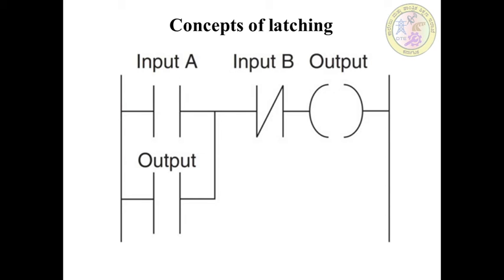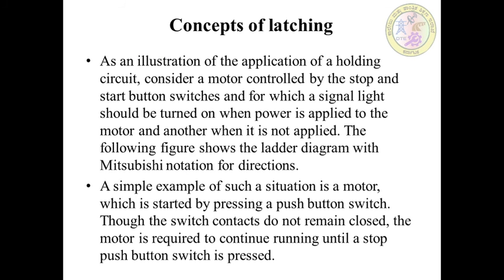You just see the concept of latching. The input and output are in a different form, that is input A and input B, consisting of two different symbols, and the third is the output, with two different outputs. You just see the symbols are different, and the concept of latching is very important.